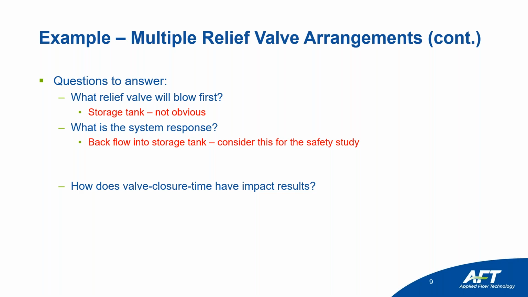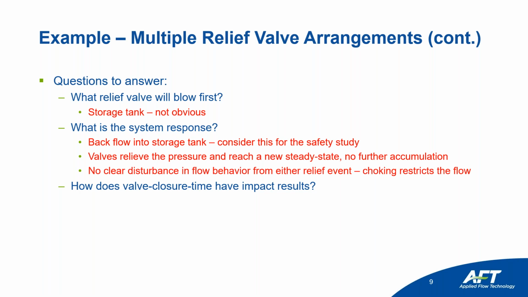Again, if you're looking at dispersion effects or toxins, and you just isolated the storage tank and looked at its own components, well, now you have backflow. So what if there was something upstream that wasn't the same fluid, and it now goes in that storage tank, right? The valves relieve the pressure and reach a new steady state. So there's no further accumulation. Looks like everything was okay. There was no clear disturbance in flow from either relief event. So as we played things through time and the relief valves went off, that didn't really change things much. The flow was actually choked at those relief valves, so it could only go so fast and cause such a disturbance, and you just didn't see that really in the system.